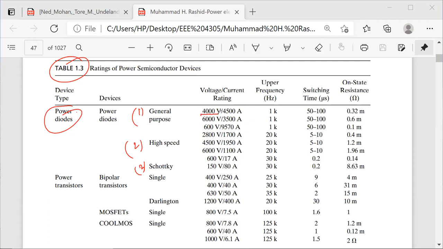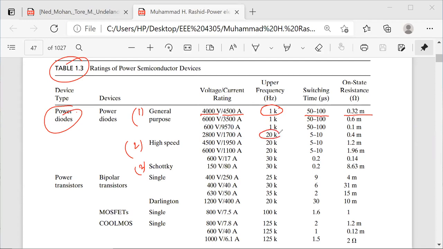It will withstand a reverse voltage of 400 volts, and when it is turned on, it can carry a current of 4500 amperes, that means 4.5 kiloamperes. The switching frequency, that means how many times you can turn it off and on per second, is 1000 times, and switching time is 50 to 100 microseconds, and on-state resistance is 0.32 milliohms. So this is the general purpose diode, but we can buy some high-speed diodes.